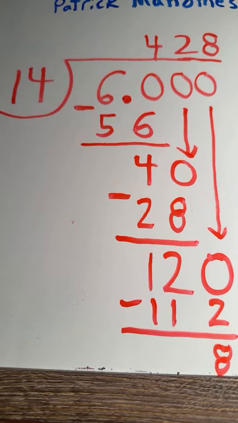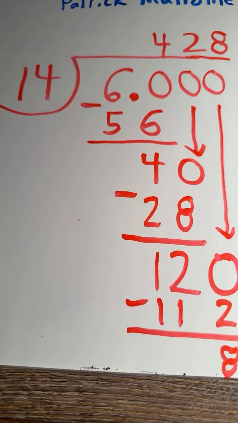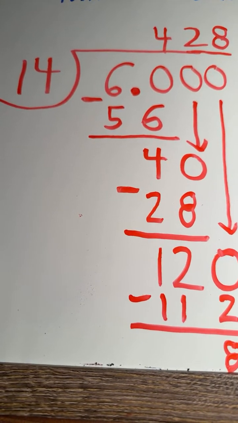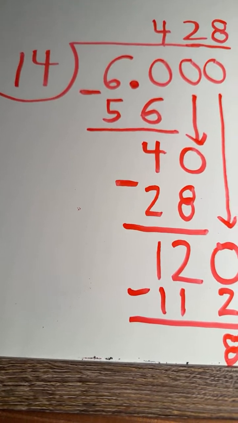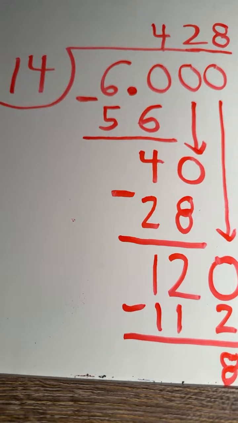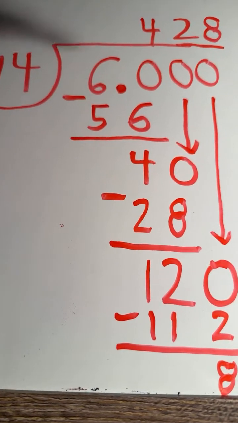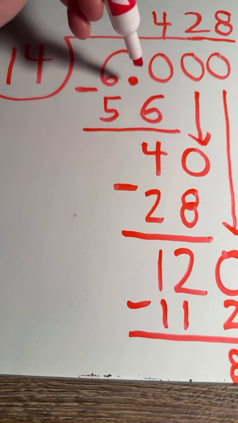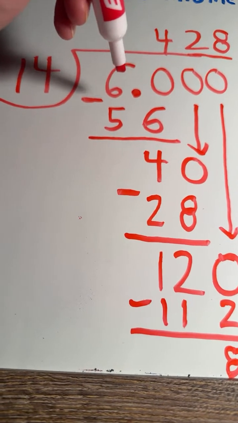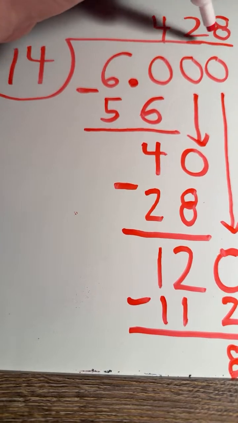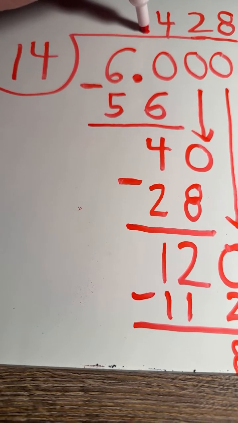So we have 428 with a remainder of 8. Now the final step, got to move the decimal point over 3 places. So there are 3 digits behind the decimal point for the number we're dividing. So we got to make sure there's 3 digits behind the decimal point in our answer.